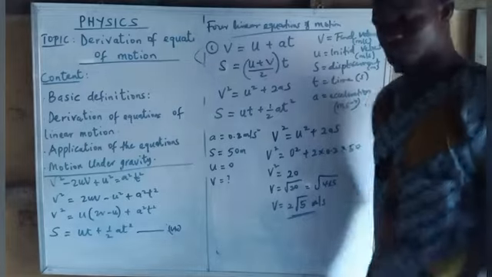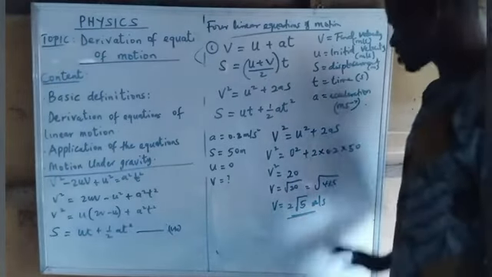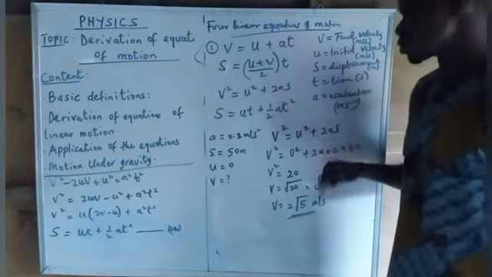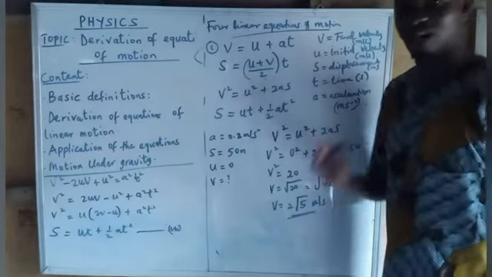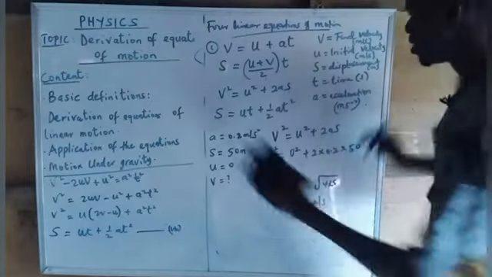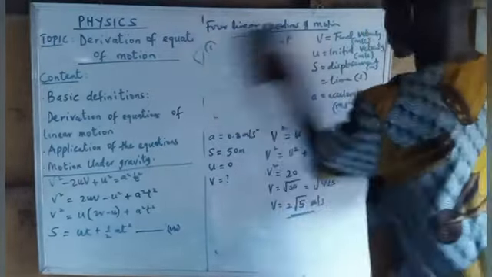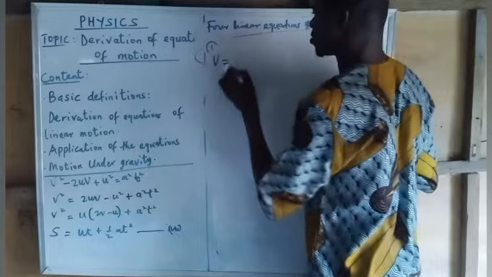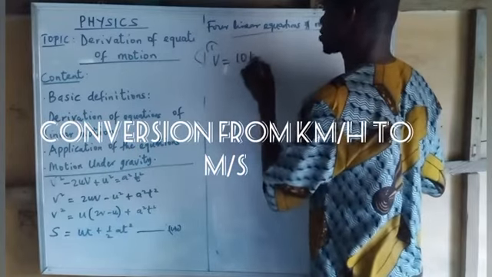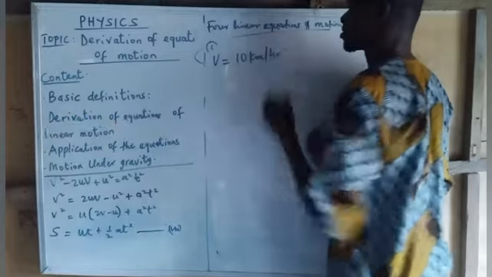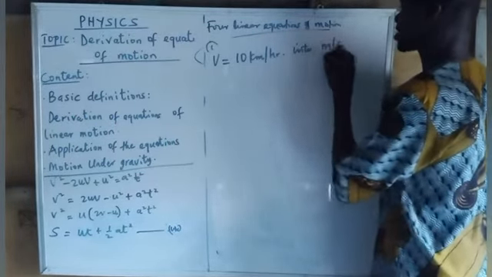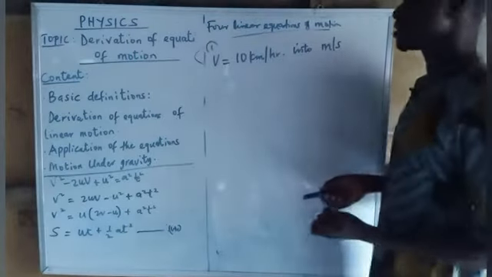Now, another thing you need to take cognizance of is that sometimes this velocity may be expressed in kilometers per hour, and you'll be asked to express your answer in meters per second. How do you go about that? It is very simple. Let's look at this scenario. Assuming that you have to convert a velocity of, let's say, 10 kilometers per hour into meters per second. How do you go about this? It is a very simple analogy.